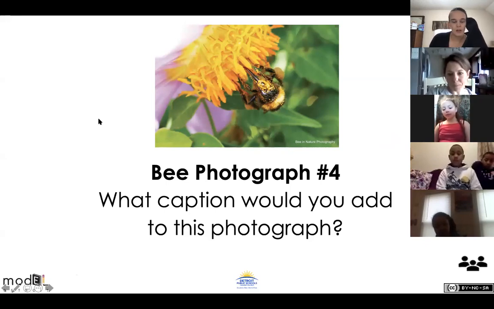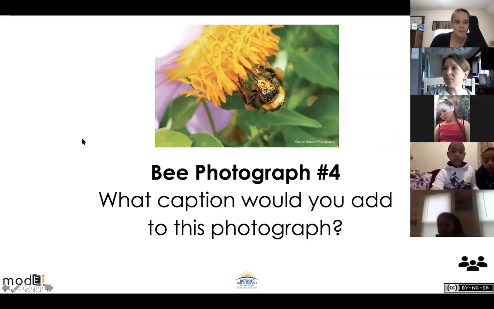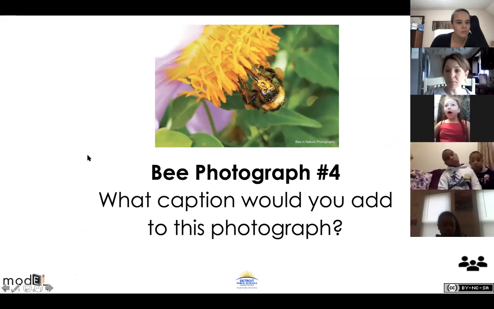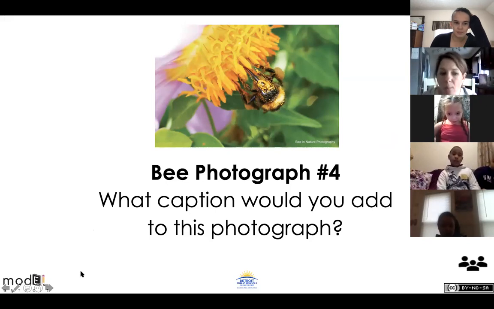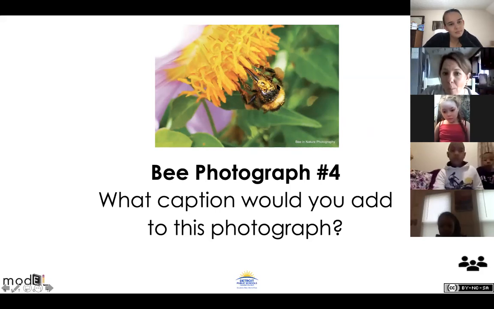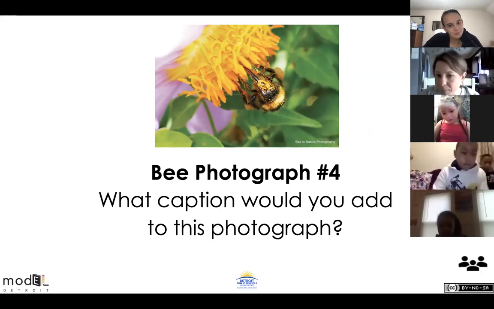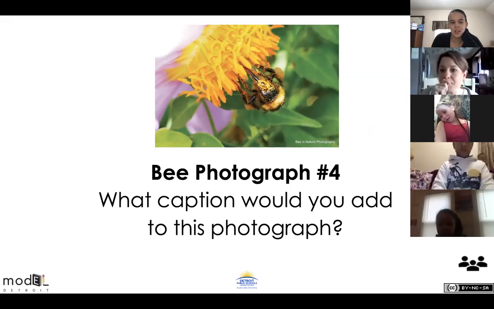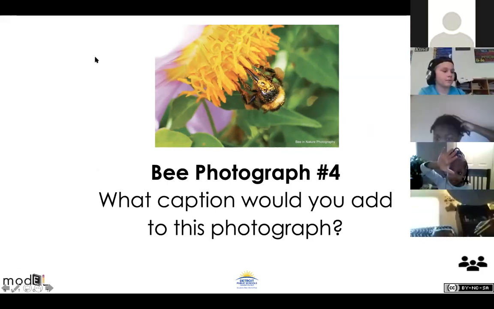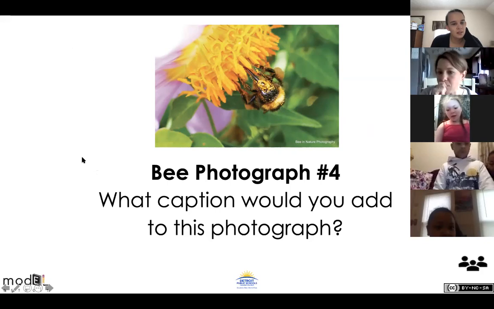Good job. What would you say about this one? Anaya, what would you say about this photograph? I'll give you the last one. He's drinking, the bee's getting the nectar out of the flower. Okay, and what is all over his body? Nectar. Not nectar, the other thing that starts with a P. It rhymes with pollen.